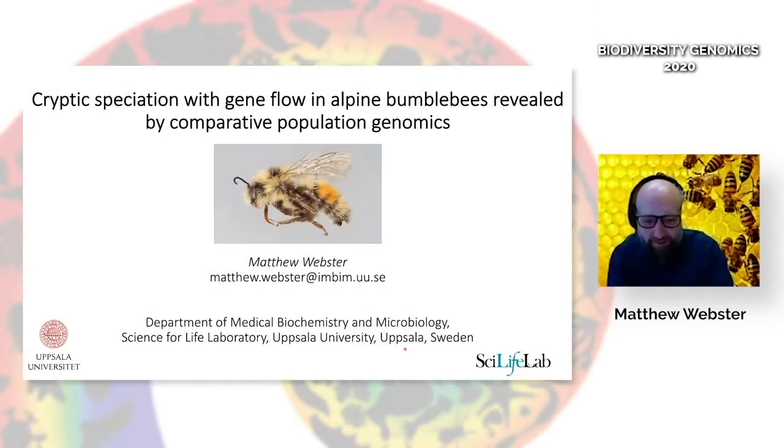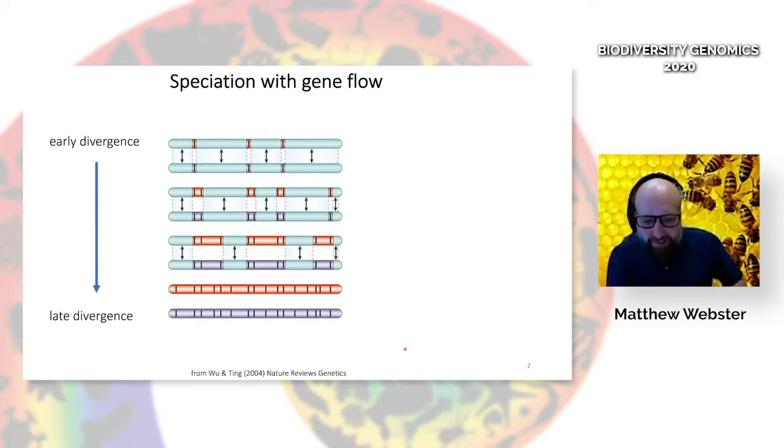I'd like to thank the organizers for inviting me to speak at this conference, where I'll talk about our work in which we've used population genomics to understand how species diverge and become isolated on a genomic level, focusing on the Pyrobombus subgenus of bumblebees.